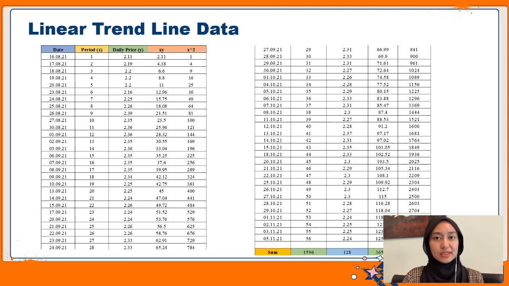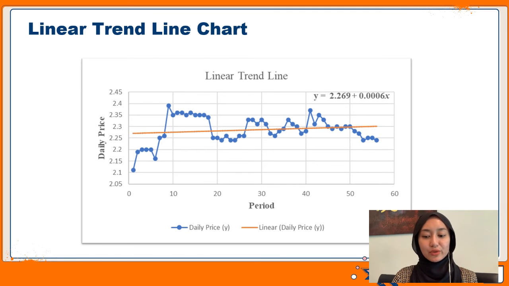using the formula. Once we have calculated the value by using the formula given, we will come out with a linear trend line equation. So for this example, the linear trend line equation for the Sime Darby Bhd is y equals 2.269 plus 0.006x. So this is the linear trend line chart for the Sime Darby Bhd, where the blue line here is the daily price and the orange line is the linear line.